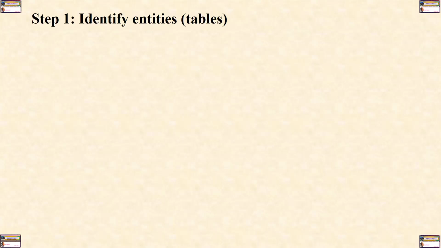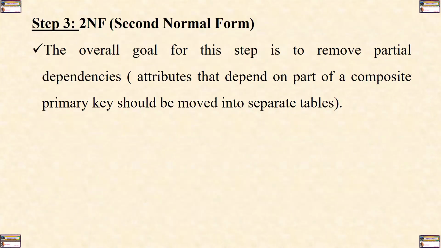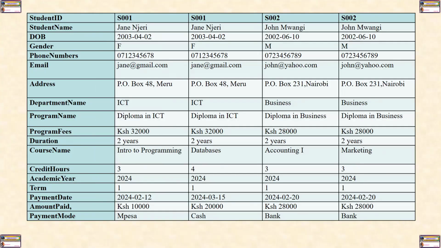So it is done as follows. Number one, you identify the entities. You look at all the fields that you have, and then you ask yourself, from all these fields that you have, which tables can you come up with? Which tables? Therefore, when we look at our first normal form table that we have developed so far, when we look at this first normal form table, there are fields that seem to match together, but they can be separate.